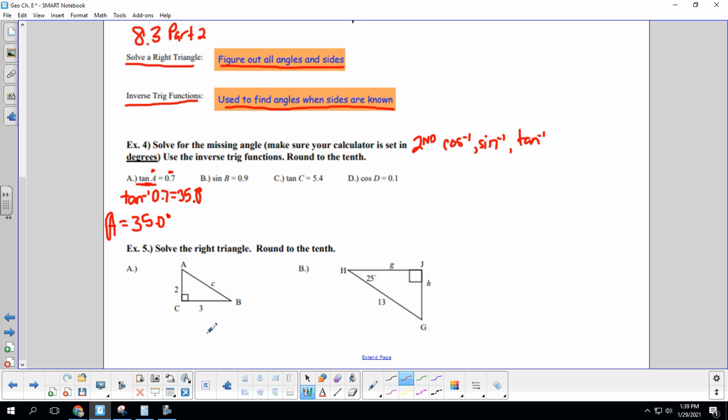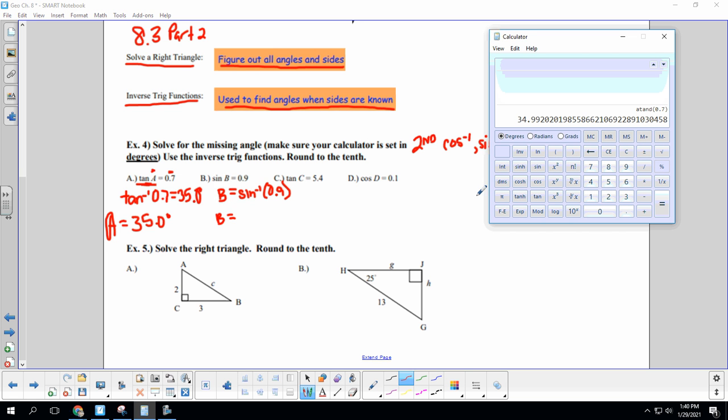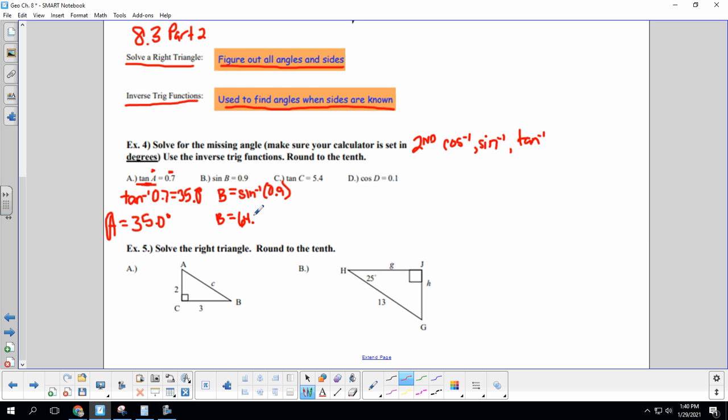All right, so let's do that with sine. So to find B, we're going to take the inverse sine of 0.9. This is all this is. It is just straight calculator work. No work done by me, except for the carpal tunnel I'm getting from typing it in. 64.15, that 5 rounds the 1 up to a 2, so 64.2 degrees.